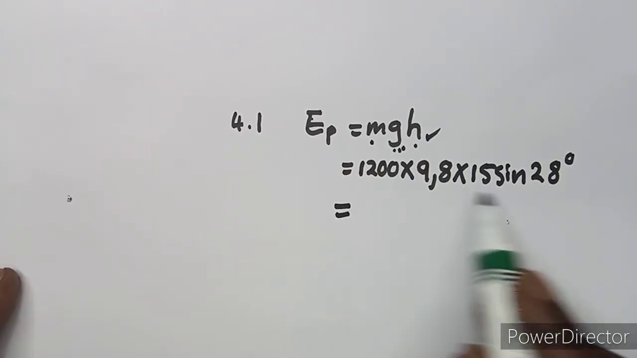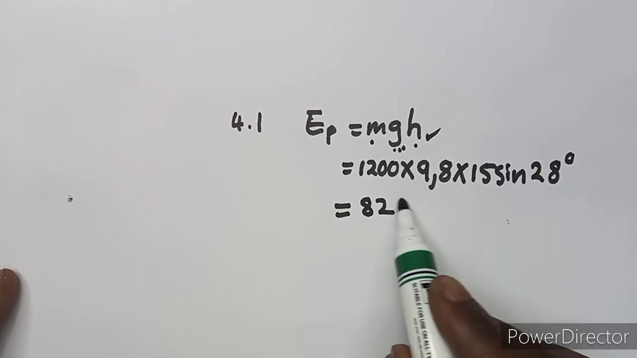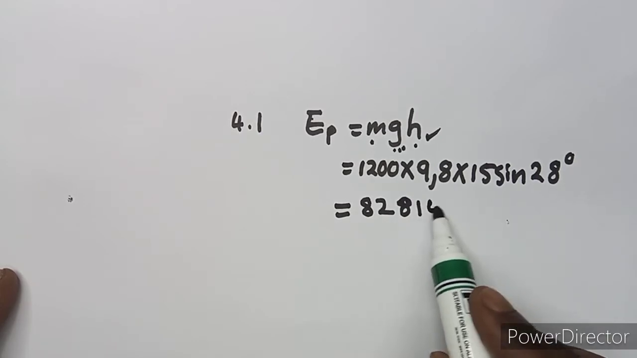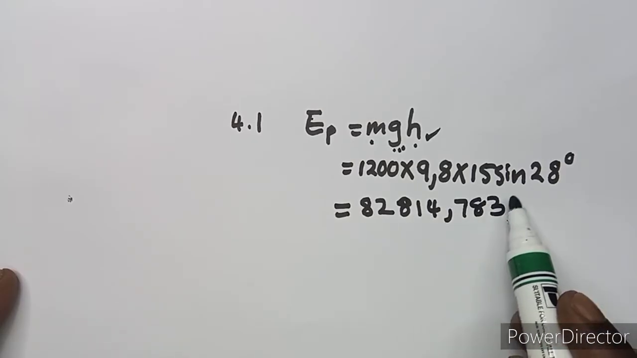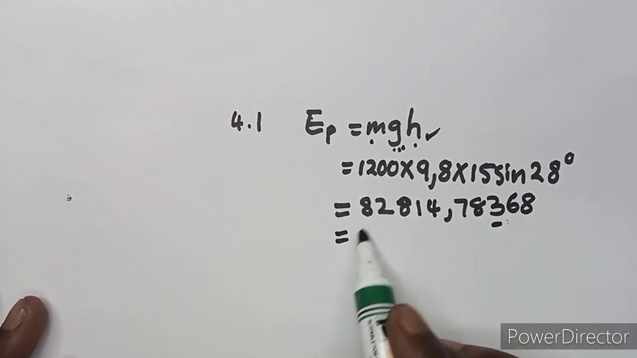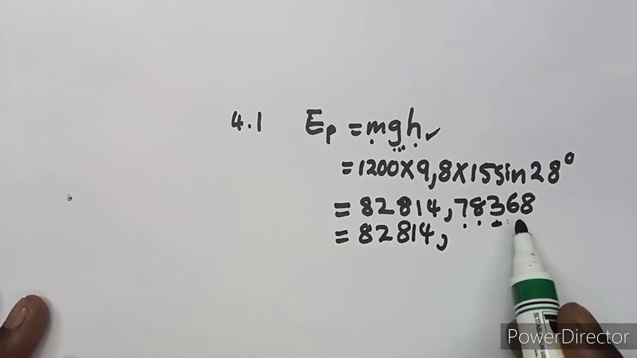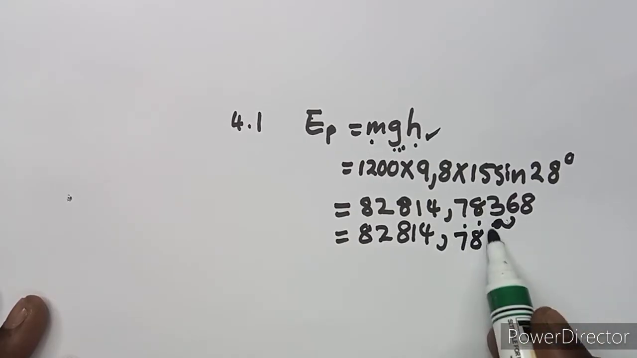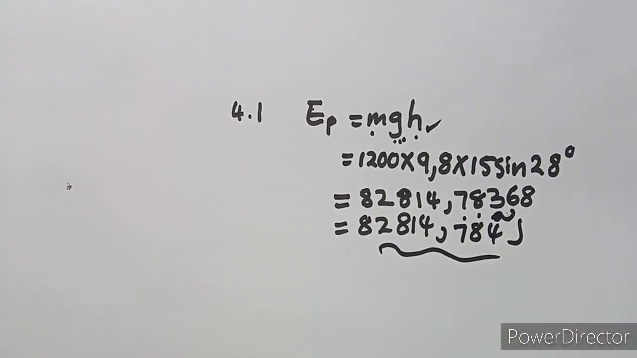Okay, so if you use your calculator properly, you are going to obtain this big value. Let me just write it: 82,814.78368, something like that. You can round off after the comma to 3 decimal places, which is 82,814.784 joules. Okay, or you can write it in kilojoules, or you can just leave it like that. But that is the potential energy, by the way.